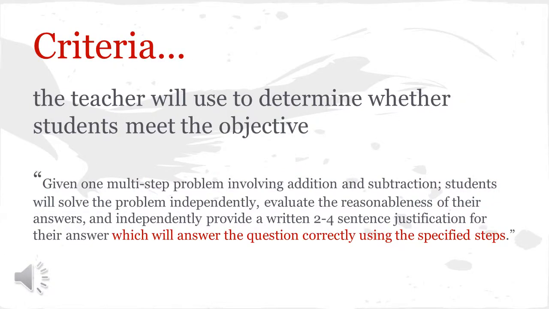Lastly, let's examine the criteria. The criteria is how teachers will determine whether or not students meet the big idea or objective. In looking at the example below, the portion of the sentence which states, "will answer the question correctly using specified steps," is the criteria in which we will evaluate whether or not students have met the behaviors under the conditions that were established. So again, the criteria is what teachers will use to determine whether or not students meet the big idea or goal.